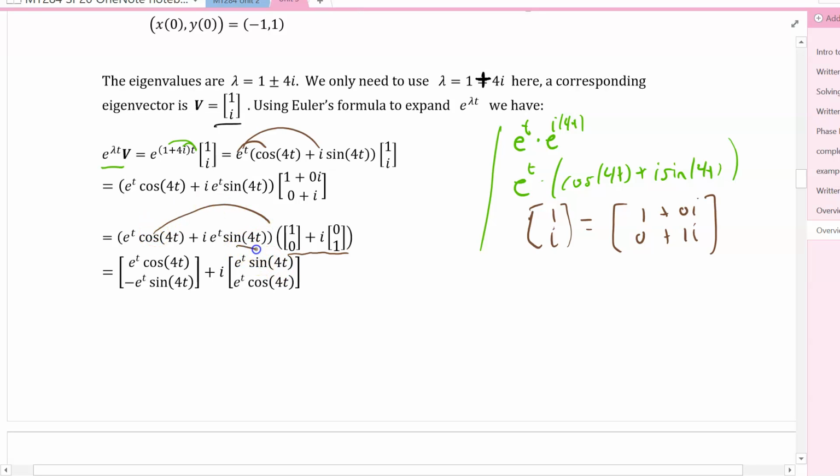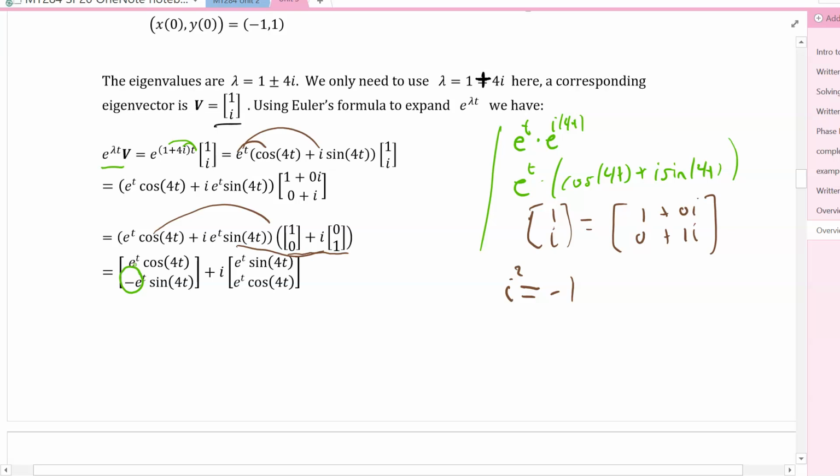When we multiply the i term in the first parentheses by the vector with the i attached to it in the second parentheses, we have to make use of the fact that i squared is negative 1. So we're going to get a negative sign, and that negative sign shows up right here, I'll circle it, in the first vector.